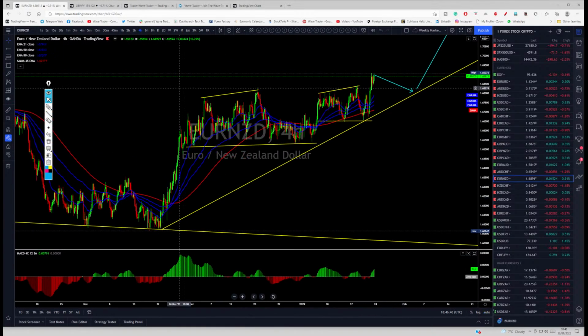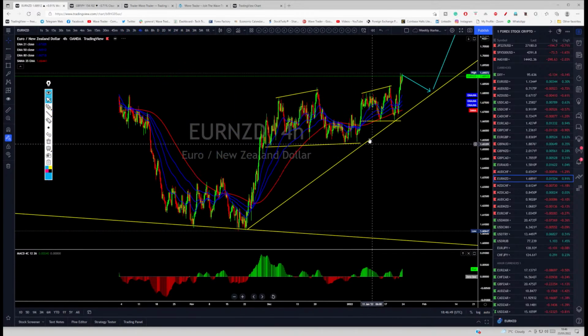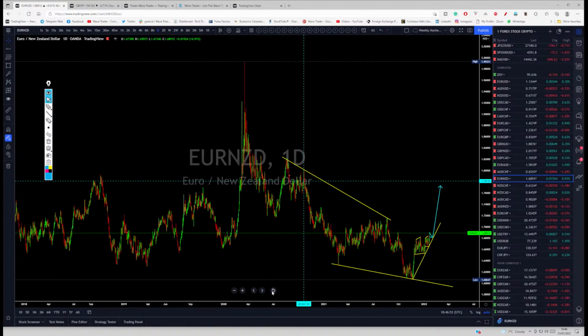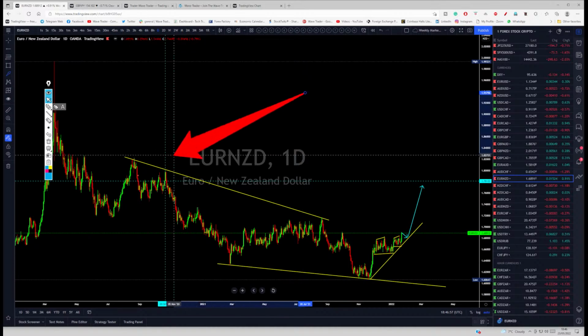Euro New Zealand dollar is simply heading for the next wave. Last week we were expecting this flat formation to form, and price to hold those moving averages for the next wave. So it's heading for the next wave. Is there more potential on this chart for more upside? Absolutely yes. And the longer term target is this.